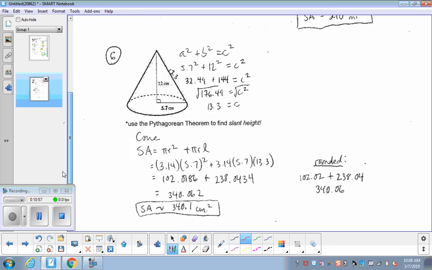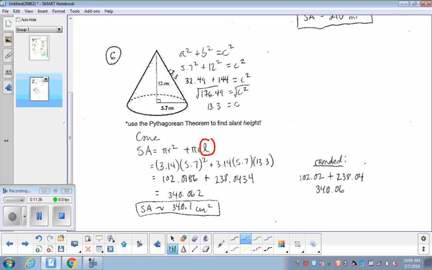And for the last one, for a cone, to cover it up, you've got pi r squared that's going to cover up the bottom, and then you have plus pi r L. So the L, once again, is the height of the lateral face, so that's the slant height. And we have a right triangle, so we're going to need the Pythagorean theorem. When you use the Pythagorean theorem and plug in the numbers, we actually get 13.3 here for the hypotenuse, and that's what we plug in right here for L. Now you've got 3.14 for pi, and the radius in the picture is 5.7. And so when you plug in all of the numbers, you're going to get 340.062.